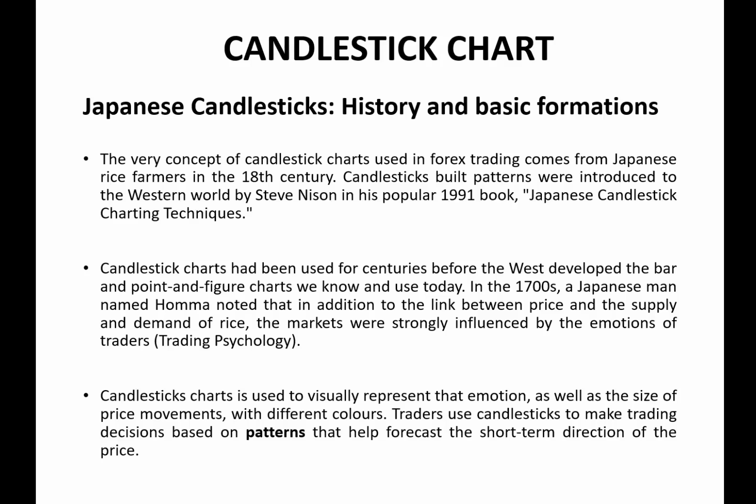Why the trade happens, or why the trend line happens, why the trade goes up and down. It is the emotions of the traders, or trading psychology. The candlestick chart is used to visually represent that emotion as well as the size of the price movements with different colors. Traders use candlesticks to make trading decisions based on the patterns that help forecast the short-term direction.